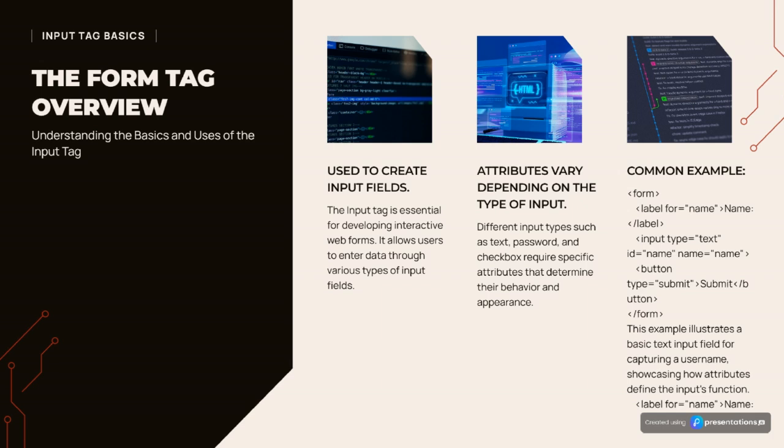Now, moving on to the input tag overview. The input tag is used to create input fields. It is a self-closing tag and can represent various types of inputs, such as text, password, dates, and files, depending on the type attribute. For example, in HTML: input type equals text and name equals username. Each input collects a specific kind of data. Combining the input tag with appropriate attributes creates forms that are flexible and user-friendly.